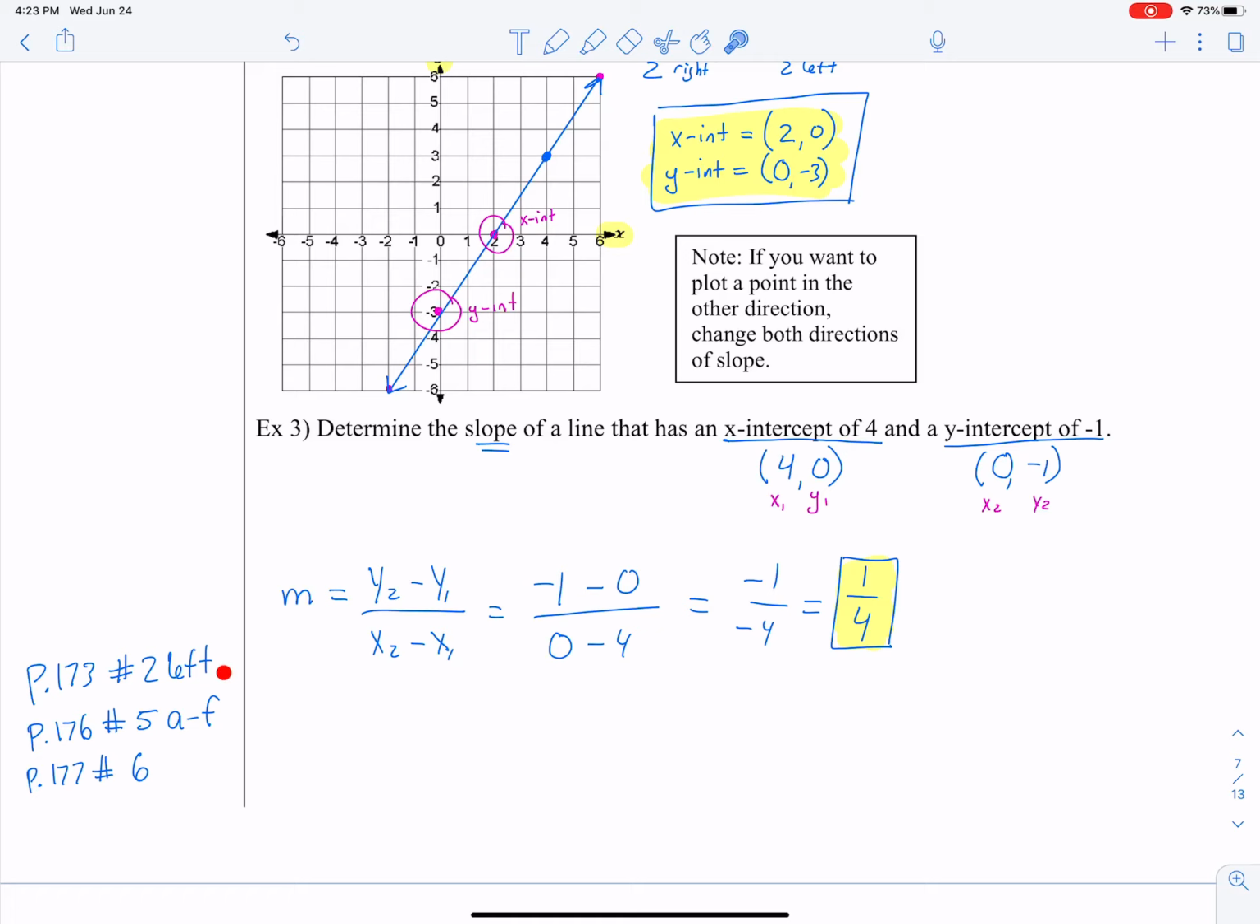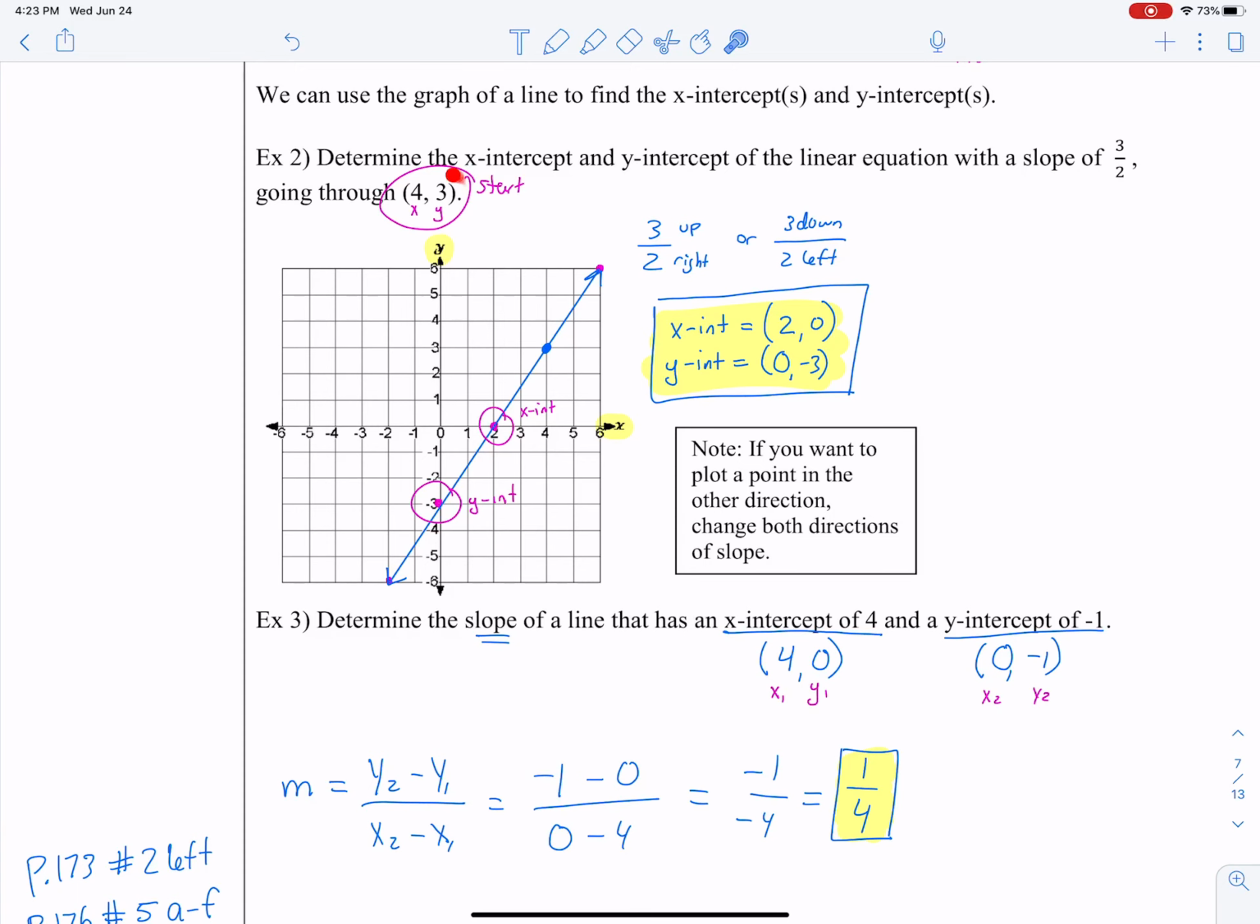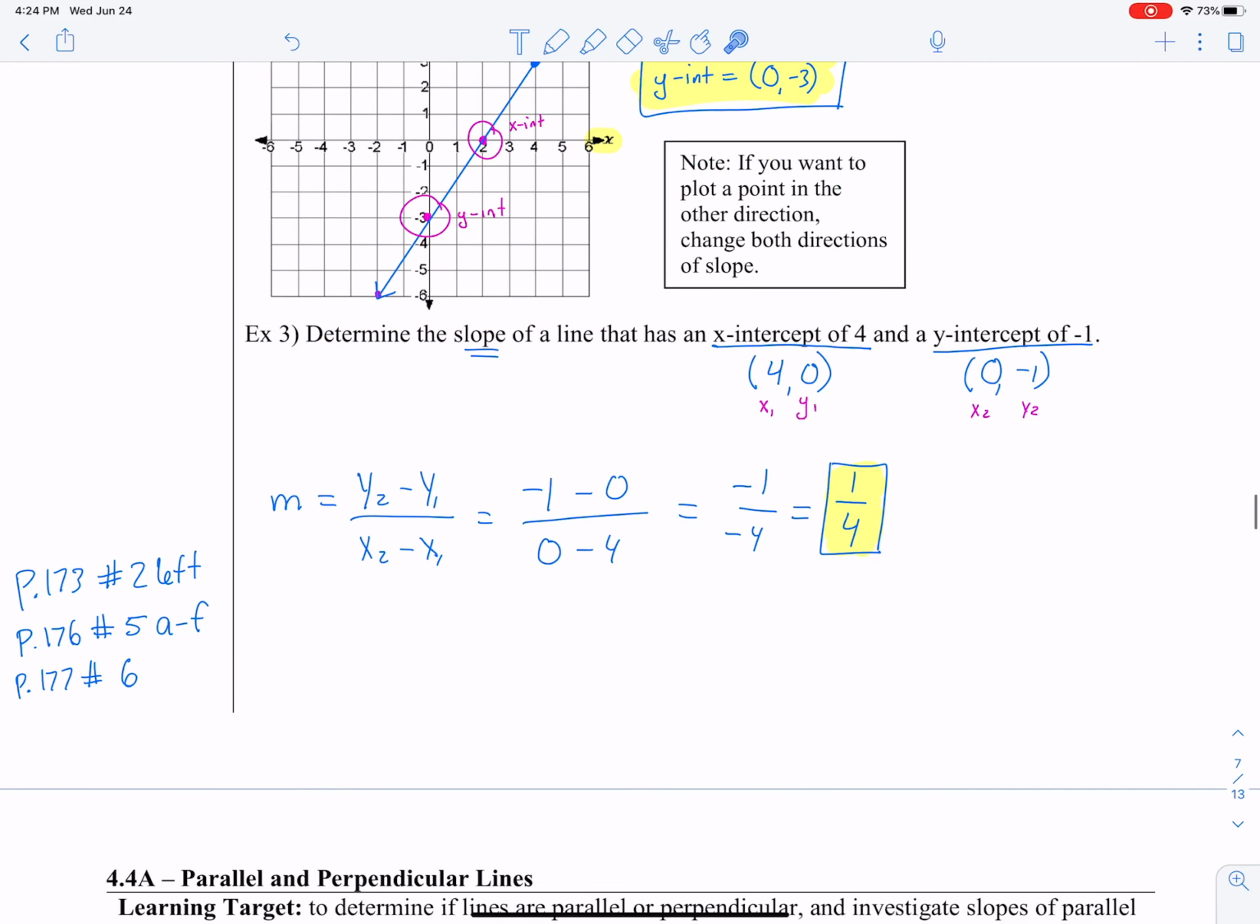So that's number 2. Number 5. On number 5, you're doing this. Okay, they're giving you a point and a slope. You're going to graph that, and then you're going to write on the side what the x and y intercepts are. And then in number 6, you're doing this, okay, where they give you 2 intercepts and you have to use the slope formula like this to find the slope. Okay, and that is the end of section 4.3.